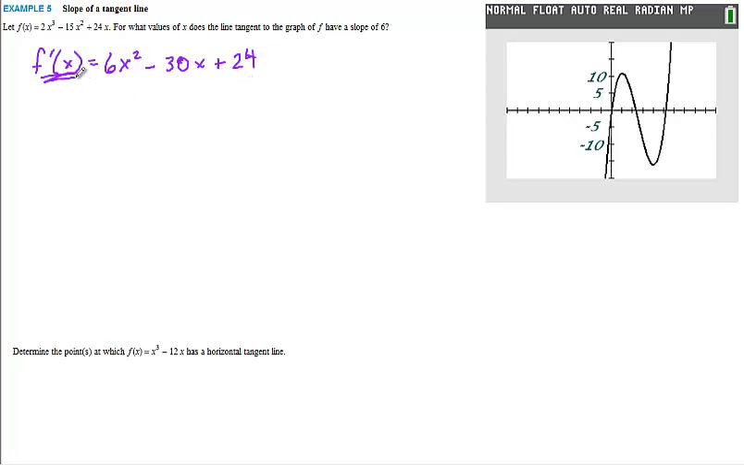I need to know where this slope equals 6. I'll say 6 equals 6x squared minus 30x plus 24. Solving this, 6x squared minus 30. The pad's not working real good right now. Subtract 6 from both sides. That'd be plus 18. I'm going to factor.